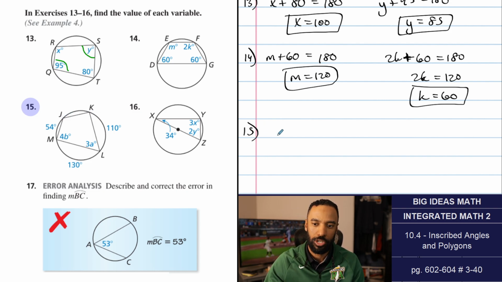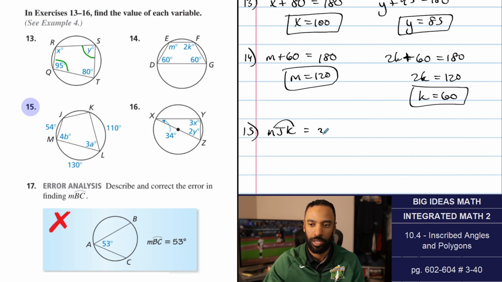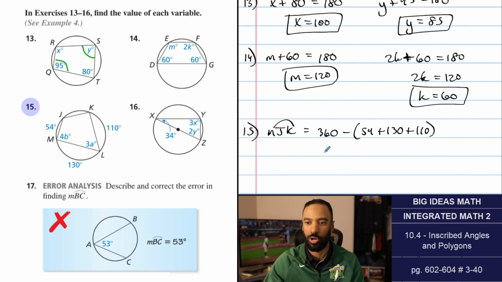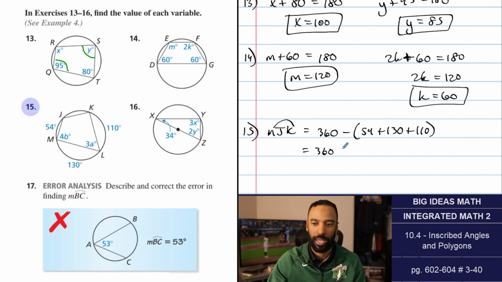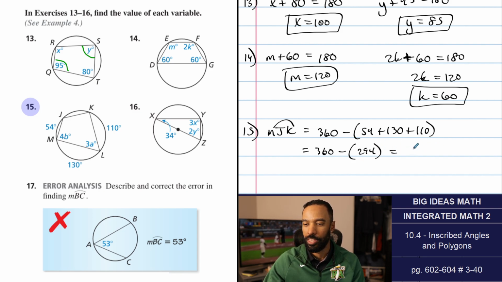Let's figure out the measure of arc JK. And this is one of those things that you could probably just write on the circle and you're good. I will after I do the work. So 360 minus the sum of 54, 130, and 110. I'm sure there are faster ways for me to do what I got to do, but I just see this calling to me. 240, 294, don't need parentheses, sorry about that. This will be 66 degrees. So this is 66 degrees here.